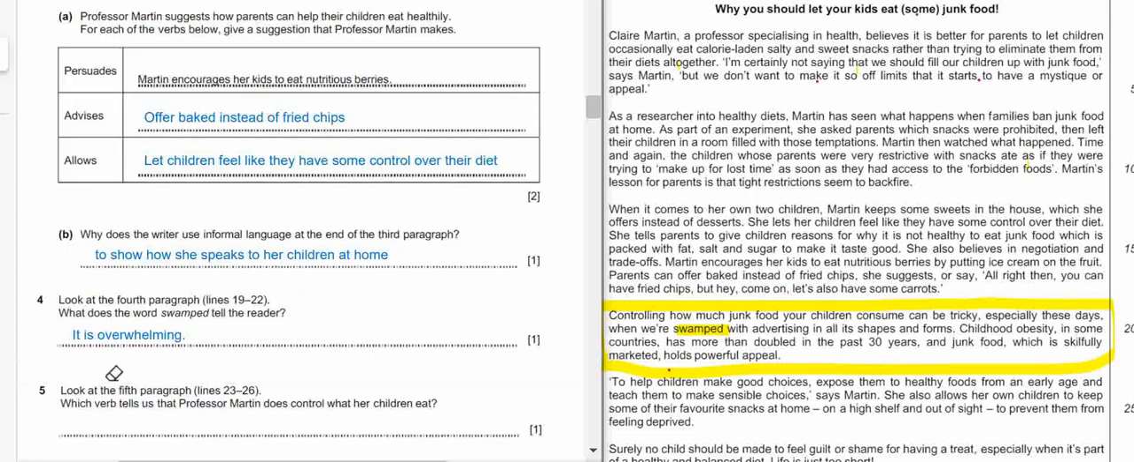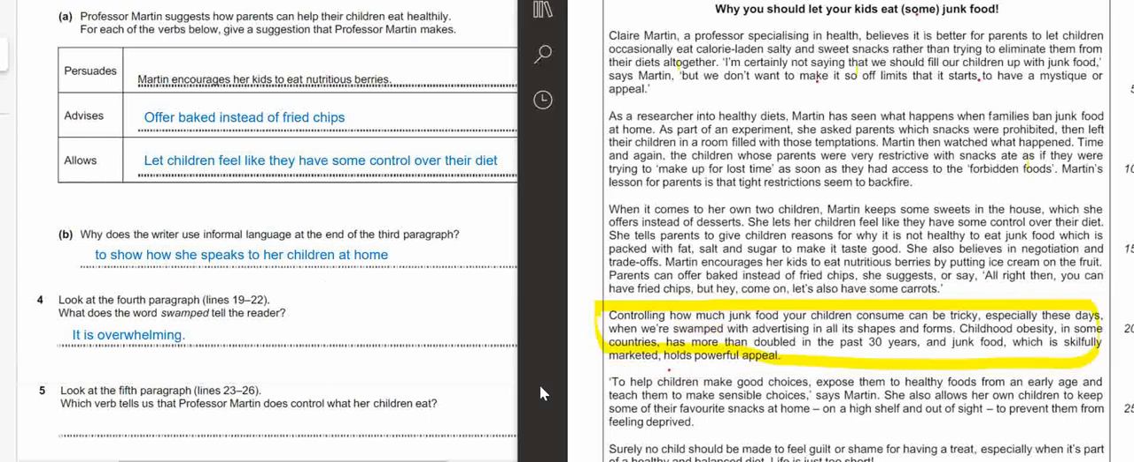Now we are in question number 5. Look at the fifth paragraph, line 23 till 26. Which verb tells us that Professor Martin does control what her children eat? Here we go, lines 23 till 26 has been underlined for you. Here we go, lines 23 till 26.